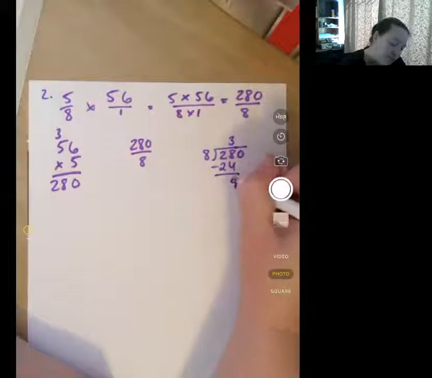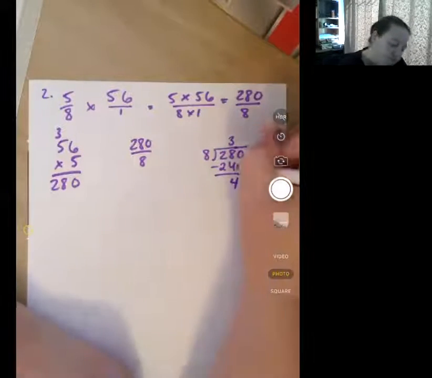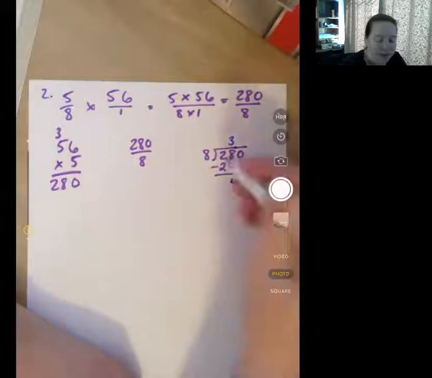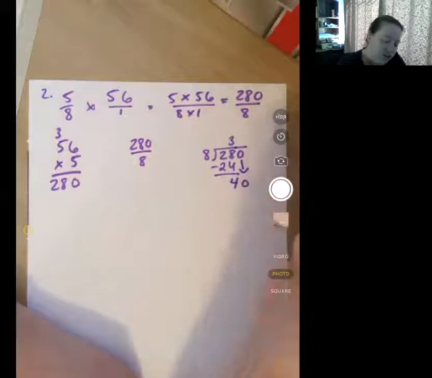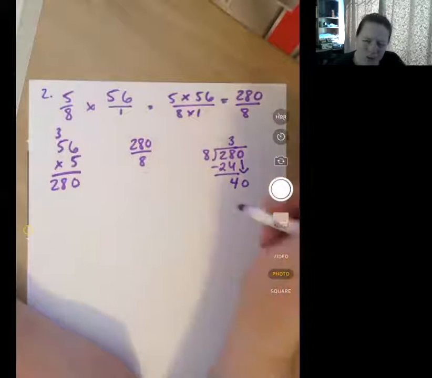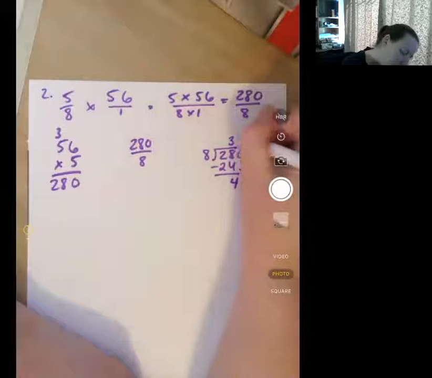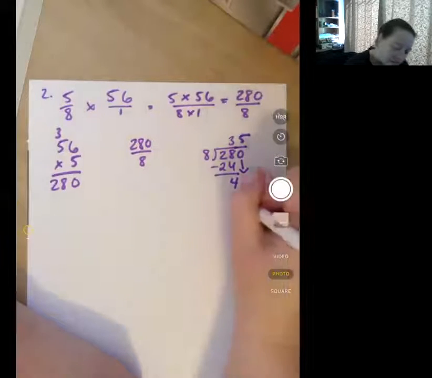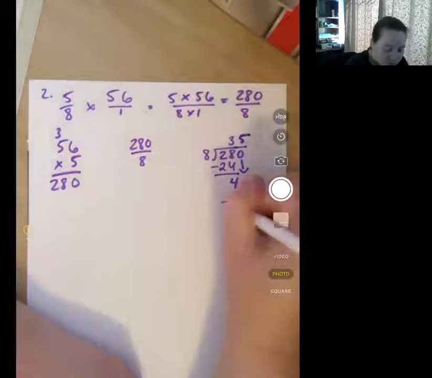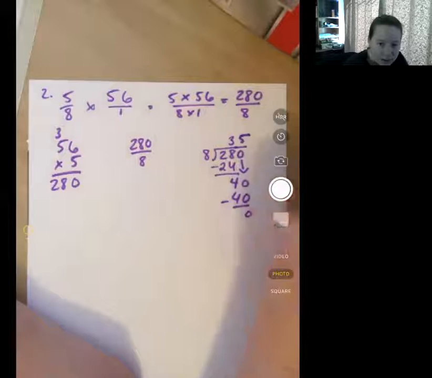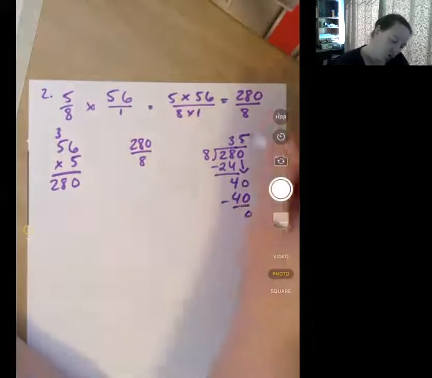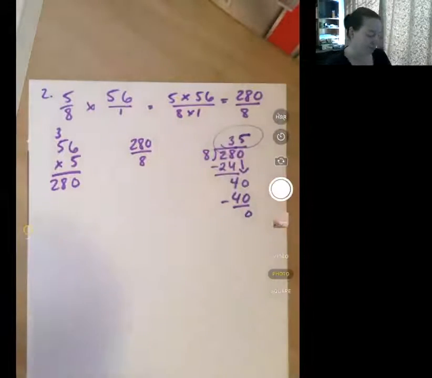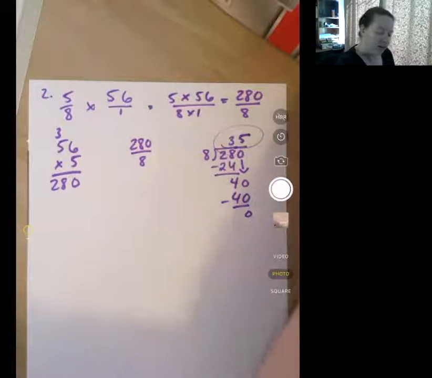28 minus 24 is 4, sorry. Bring down the 0, so now we have 40. How many times does 8 go into 40? 5. So 8 times 5 is 40. 40 minus 40 is 0. She read 35 pages.